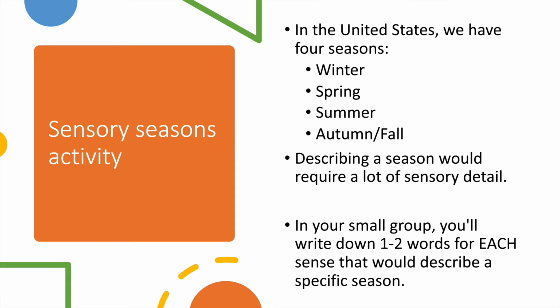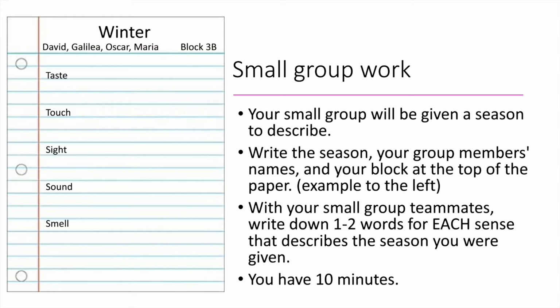So in a moment, you are going to get into some small groups. There will be 4 small groups total. And in those small groups, you're going to write down 1 or 2 words for each sense that would describe a specific season. And you are going to be assigned your season as well. So go ahead and if the adult in the room could number people off by 1, 2, 3, 4. You're going to have 4 different groups for the 4 different seasons. Go ahead and number those kiddos off.